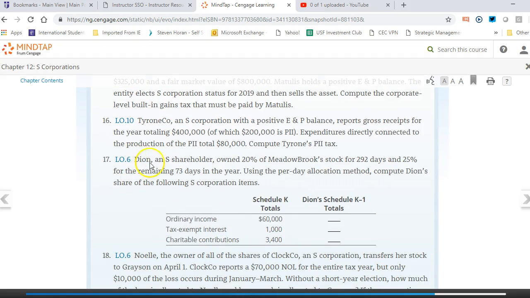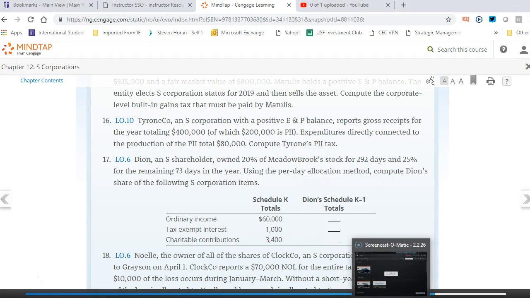The next one's question 16. Tyrone Corp, an S Corp with positive E&P, reports gross receipts for the year totaling $400,000, of which $200,000 is PII, or passive investment income. Expenditures directly connected to the production of PII are $80,000. Compute the PII tax. Okay, so a couple of rules to think through with this one.